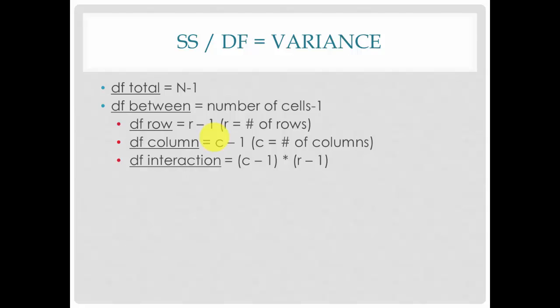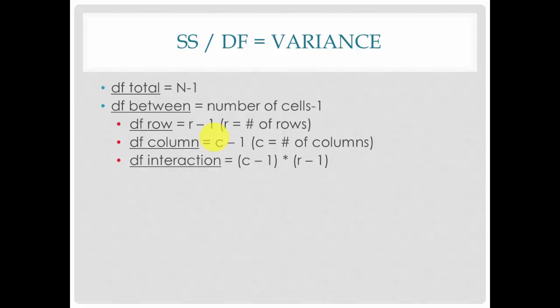All right, and then we have our final degrees of freedom between, which we're going to calculate this way. The interaction is going to be your degrees of freedom row times your degrees of freedom column. Once you have your degrees of freedom for your row and your degrees of freedom for column, you're just going to multiply them together to get your degrees of freedom for your interaction.